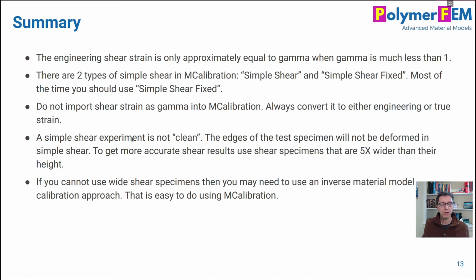And finally, the other one here is that simple shear is really not a clean test. It's kind of a complicated test in detail. The edges are different than the interior, and that can cause kind of problems. To experimentally improve it, use wide specimens. That helps with accuracy. And finally, if you are stuck with specimens that are not that wide and you want to still use the data, there's nothing really wrong with the data. You just have to be careful when you analyze it.